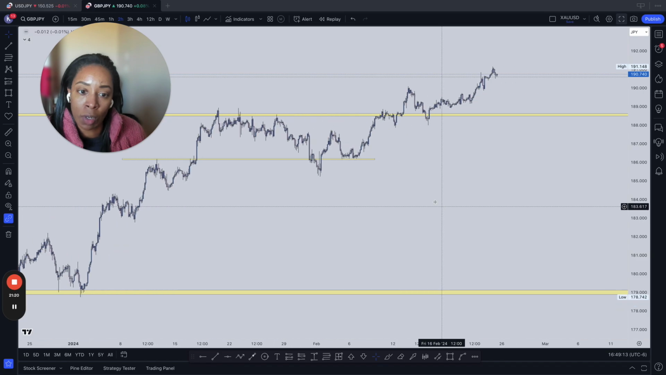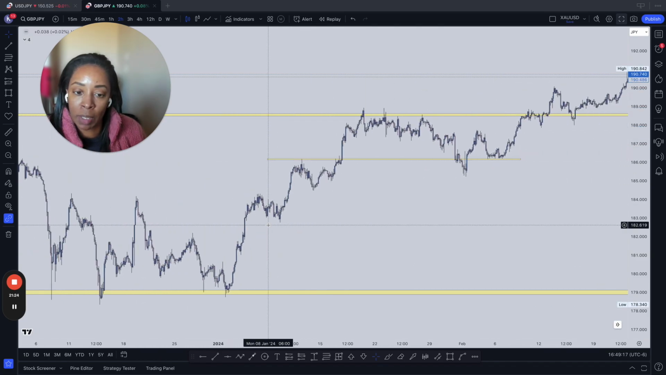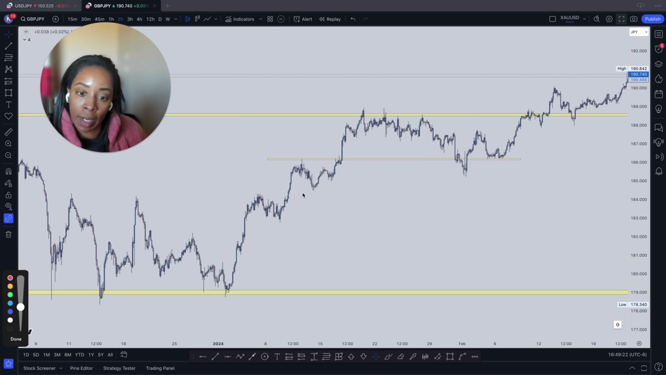I probably don't want to go down any more than that, but if I do, then I'll just draw it in. Do something along here. Ooh, that was not a clean line, but basically something along here where we got resistance and we got support. In a sense, there's a gap, but there is support there.